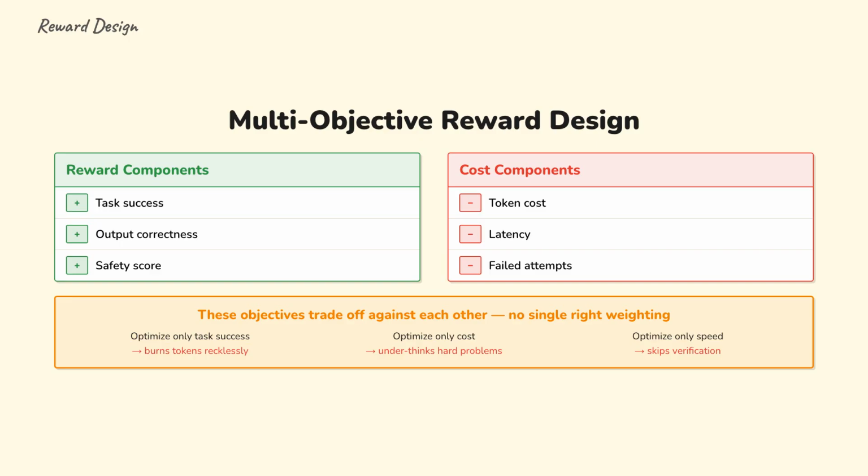An agent optimized purely for task success burns tokens on over-verification. Optimized purely for cost, it underthinks hard problems. Optimized purely for speed, it skips the verification steps that catch errors. Multi-objective reward shaping is where most Agentic RL implementations do their real work.